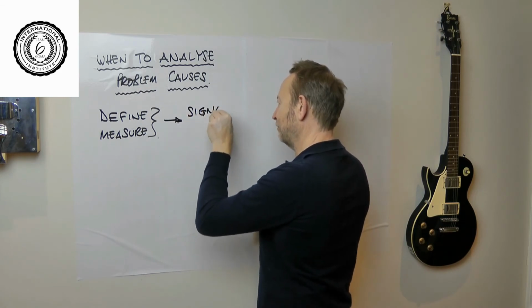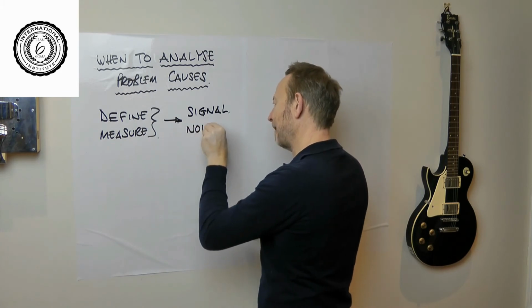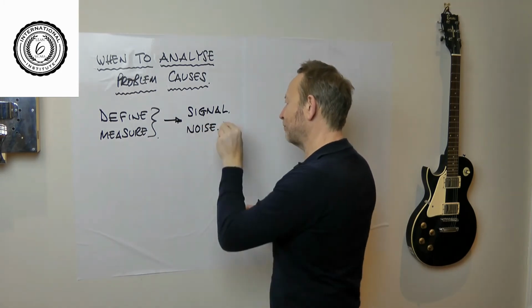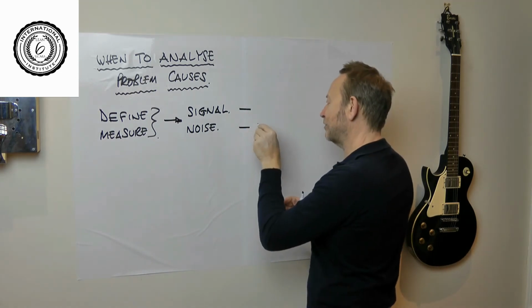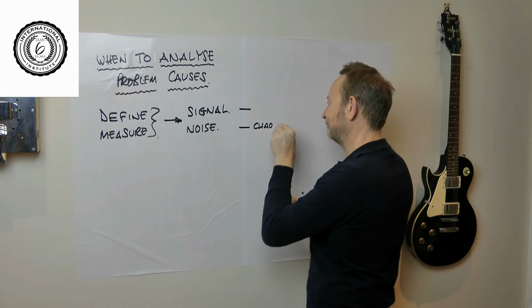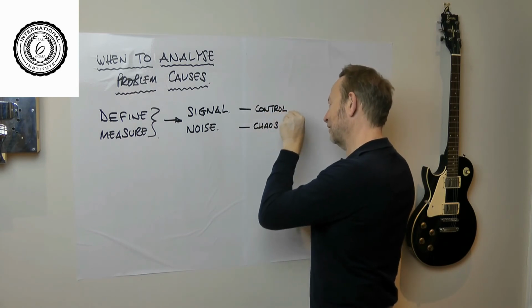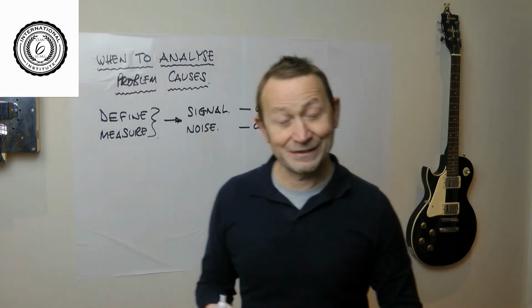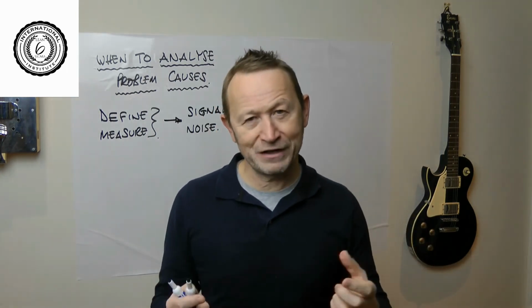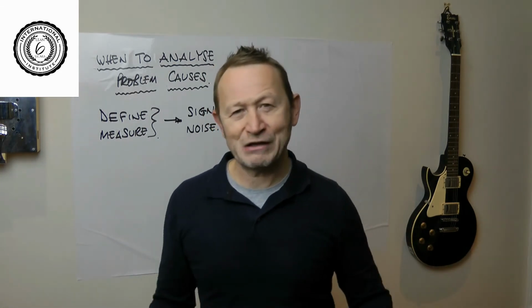Is it, if we talk statistically, is it a problem with the signal? Or is it a problem with the noise? I would also say, is it a problem with chaos? Or is it a problem with control? Because the two analysis techniques then are going to be very, very different. So, what's the difference between signal and noise, chaos and control?